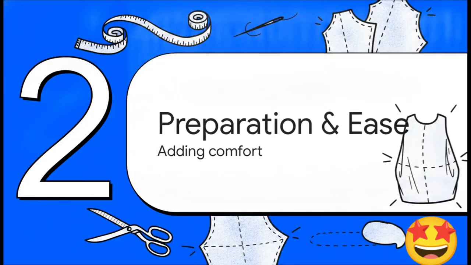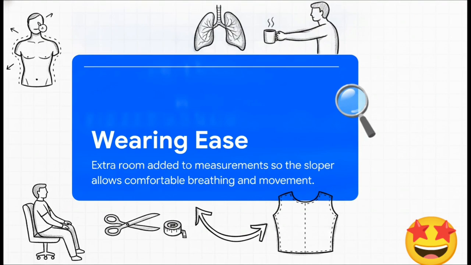Section 2. Drafting preparation and ease. This marks a really critical shift to the absolute most important mathematical step before we even start drawing. This brings us to a super important concept: wearing ease. This is literally the minimal amount of extra room we have to add to your actual body measurements. I mean, imagine taking a deep breath, or reaching for a cup of coffee, or simply sitting down. If a garment is made exactly to your skin-tight measurements with zero stretch, there's no way you'd be able to move. Wearing ease guarantees that your sloper allows for basic human breathing and movement.